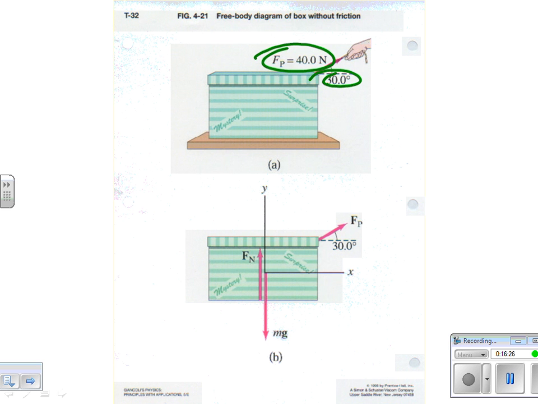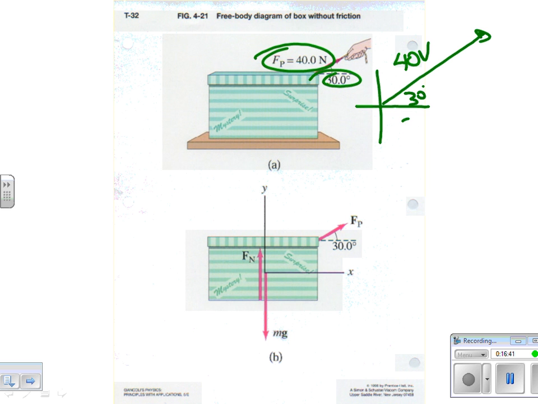Okay. So this is 40, and this is 30 degrees. What's the x and y? Yes. The x is 34.6. And the y is 1. No.